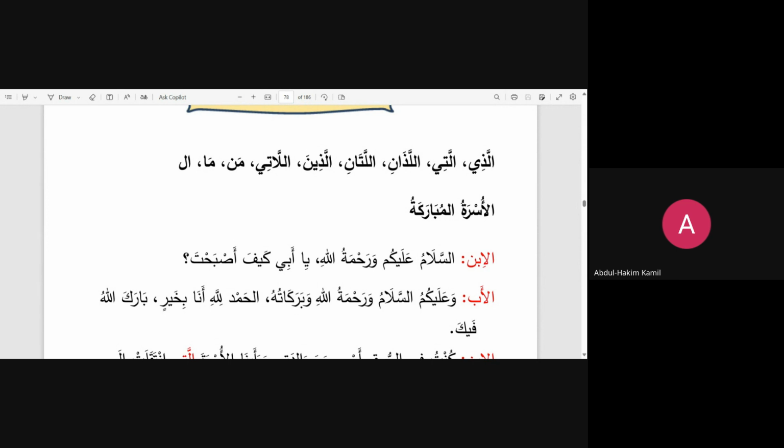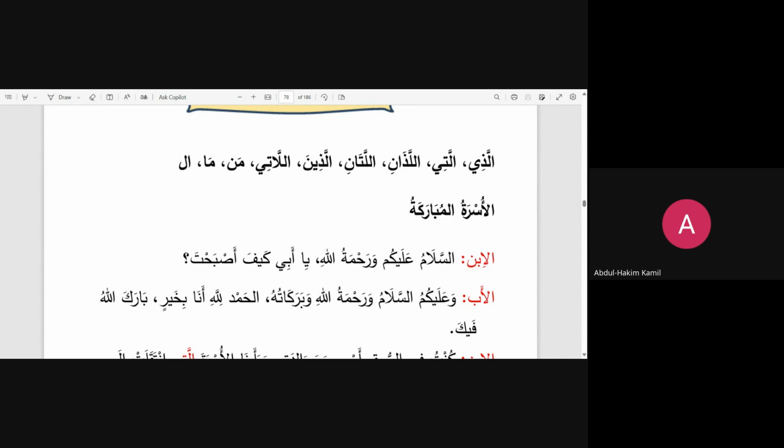These are specific. You have to consider whether it's male or female, whether it's masculine or plural, all jama. You have to consider that. Man is general. What does that mean? It could be male or female, singular or plural. Man is for intellect, and ma is for something that doesn't have intellect.